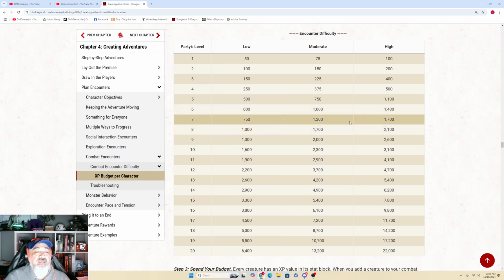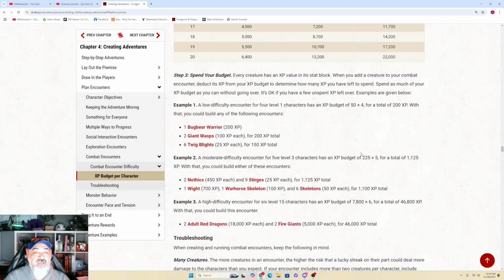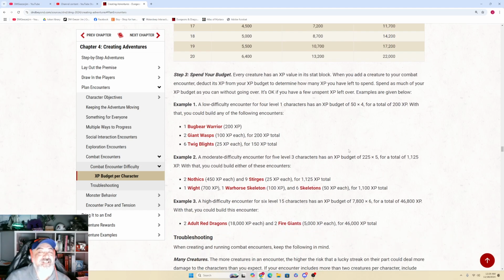So the next step is step 3, spend your budget. Every creature has an XP value in its stat block. When you add a creature to your combat encounter, deduct its XP from your XP budget to determine how many XP you have left to spend. Spend as much of your XP budget as you can without going over. It's okay if you have a few unspent XP left over. Some examples are given below.